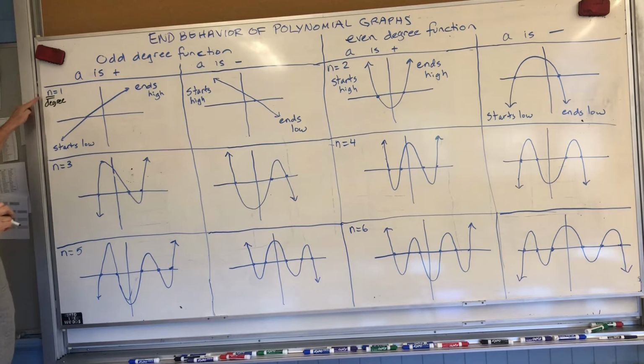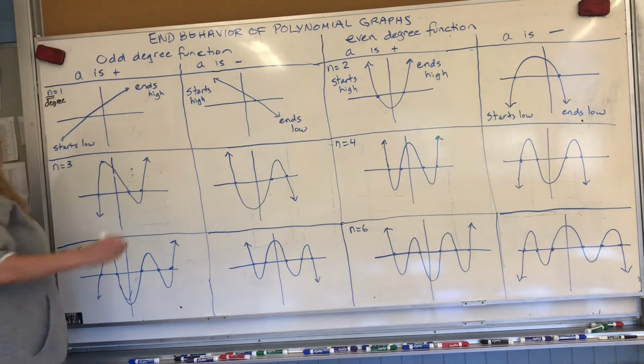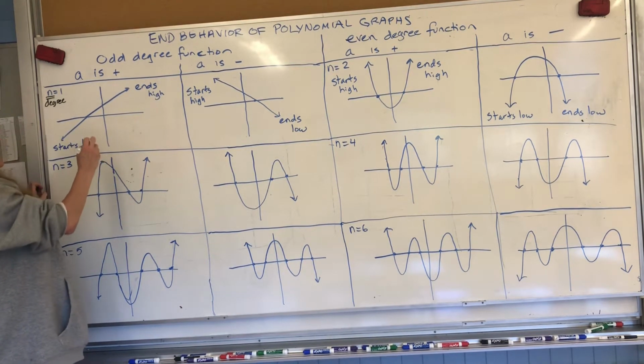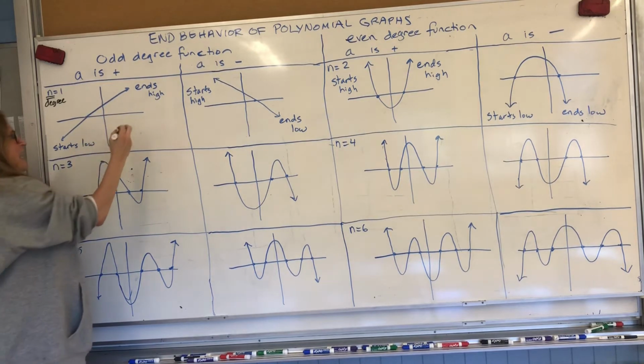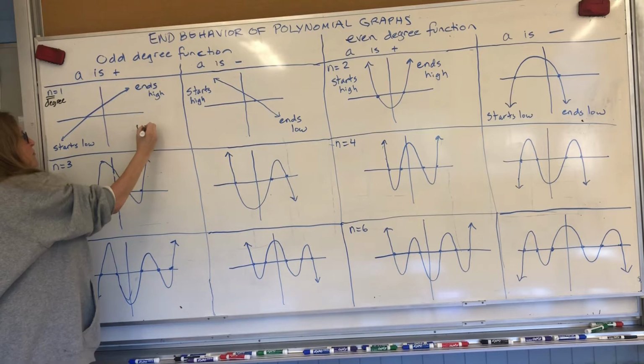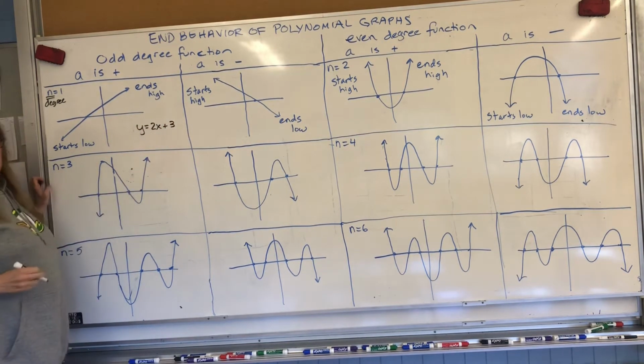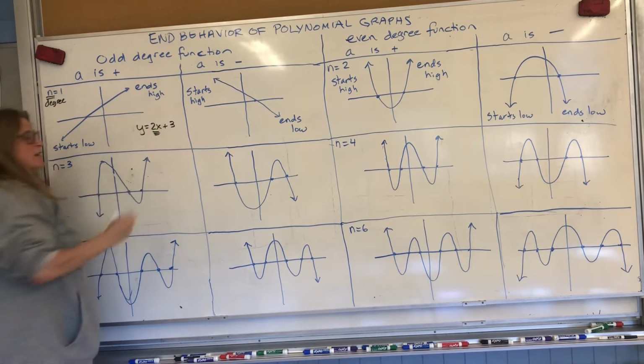So a degree of 1 is linear, right guys? A degree of 3 is cubic, and a degree of 5 is quintic. Now, linear functions we're really familiar with, right guys? So think about when you graph a line. If the slope, the a, is positive, so let's say my line was y equals 2x plus 3, this would be my m value, my a value.